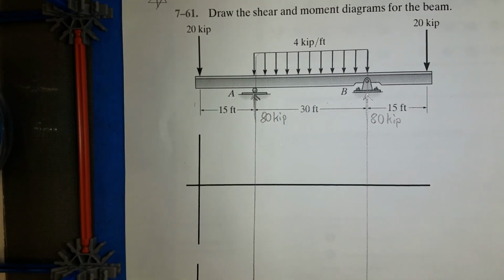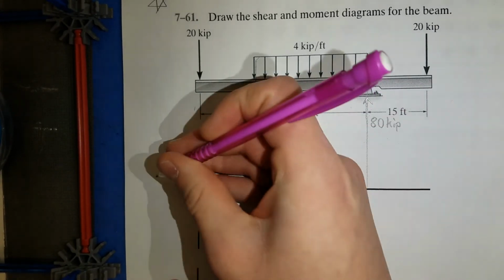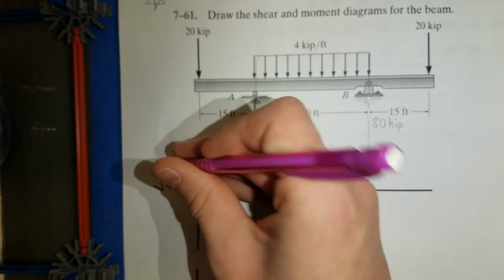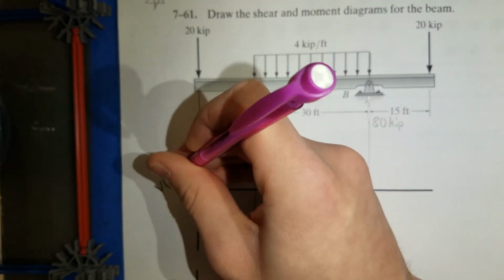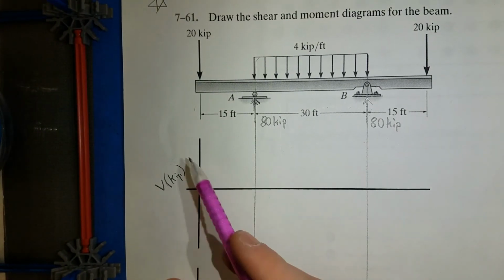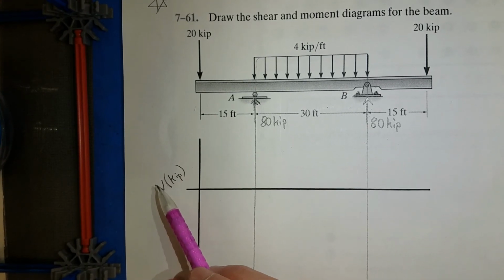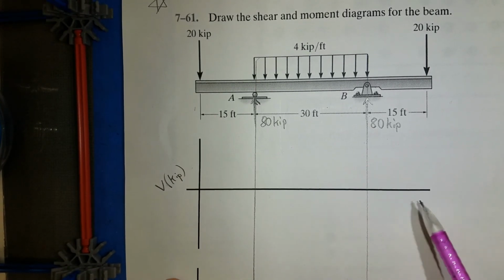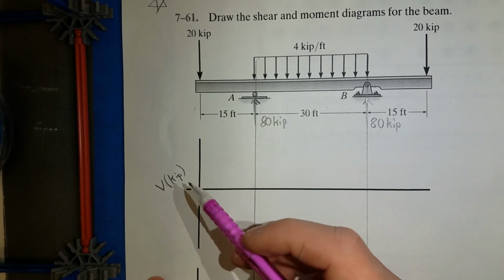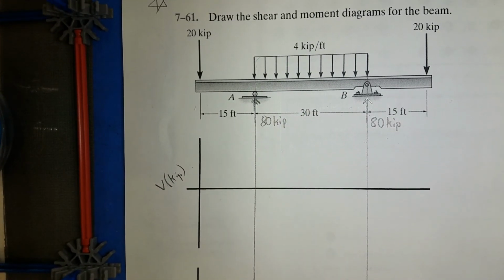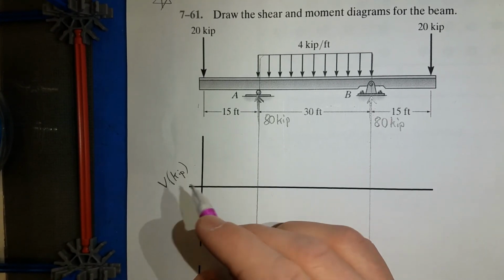Now the first thing that we're going to look at is shear. And so we'll go ahead and label it as such. It's V for shear, and the units are in kips. Always write this little label off to the side, or when you write in your numbers, write kips with it. But this label and the units are always like a good 1 or 2 points that are just stupidly easy to get. So make sure you do that.